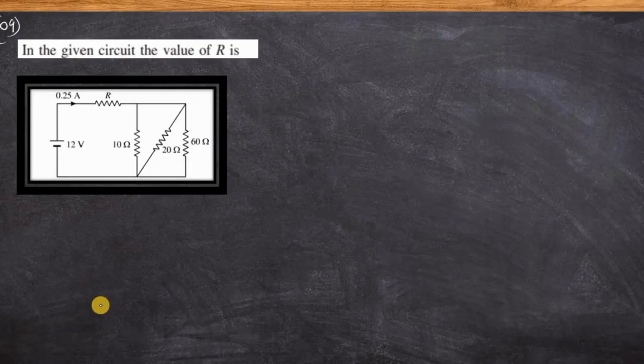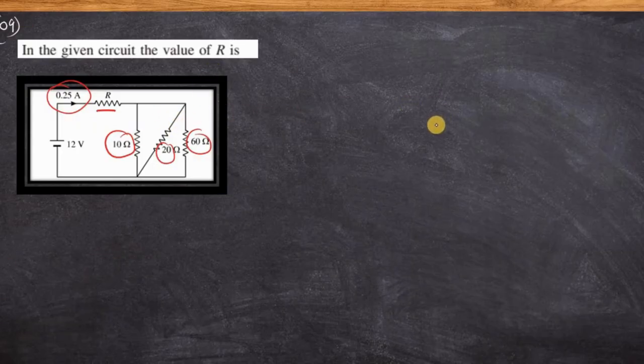Right, in the given circuit, the value of R is unknown, right? So we need to find the resistance here. And all these other values are given: 10 ohms, 20 ohms and 60 ohms. And we are given the current as well. So by using all these values, we need to find R. Yes, try the question first and then go through the explanation. See whether you have got the correct answer. Right, let's move into the question now.